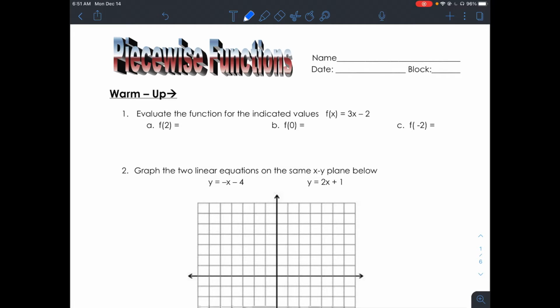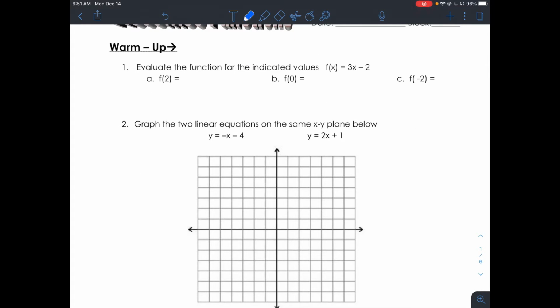So yesterday we worked on some function notation, and this warm-up is a review of that. I'll do one of these and you can finish it up. It says evaluate the function for the indicated values. They want us to do f of 2, so you plug 2 in for x into f of x. f of 2 would equal 3 times 2 minus 2, which gives us 6 minus 2, which is 4. So f of 2 equals 4.